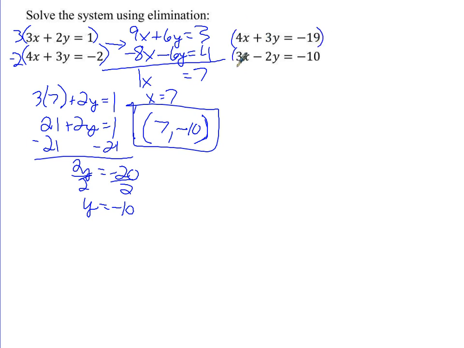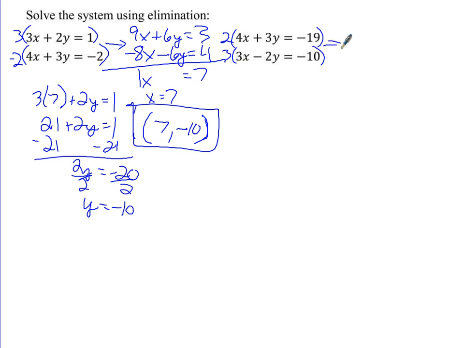So I'm choosing to eliminate y, which means that I need to get y to turn into a 6y. So for that top equation, what do I have to multiply by? 2. And for that bottom equation, since I already have opposite signs, multiply by 3.